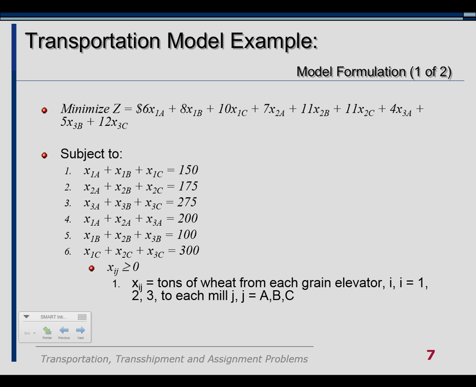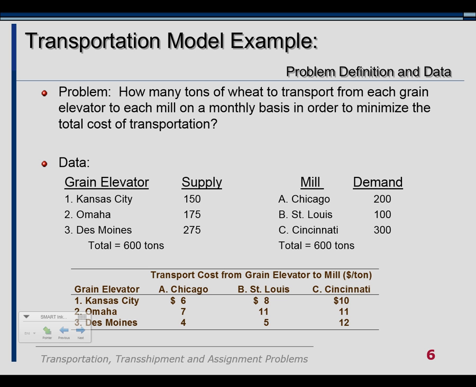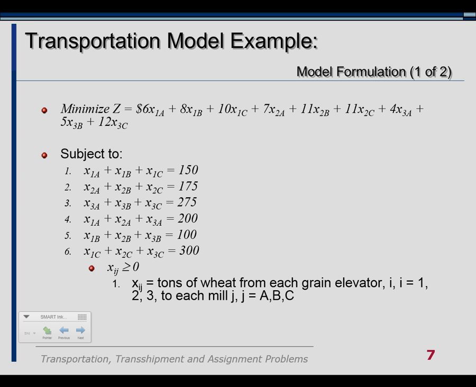Subject to these 6 constraints. X1A, X1B, X1C, add those up, is equal to 150. Simply saying the amount of grain leaving Kansas City going to Chicago, St. Louis, and Cincinnati, that total amount must be equal to 150. This is how much you have, you're shipping it out, it has to be equal to 150.